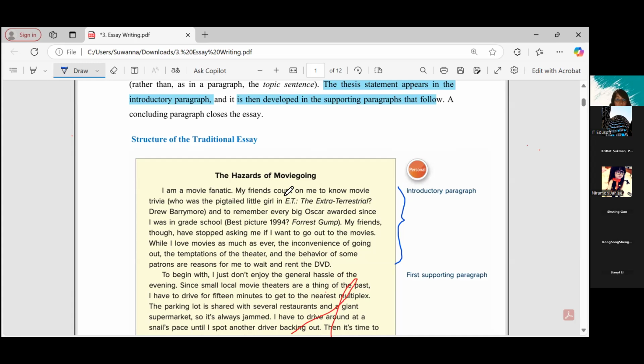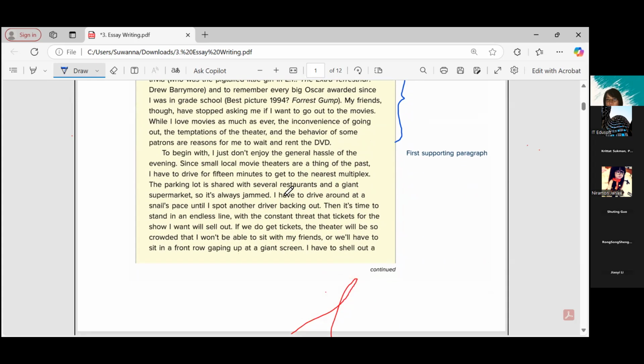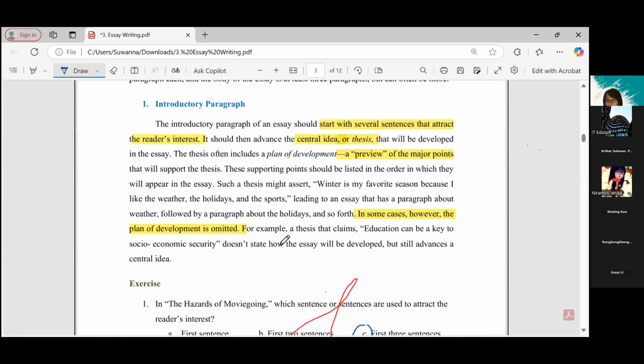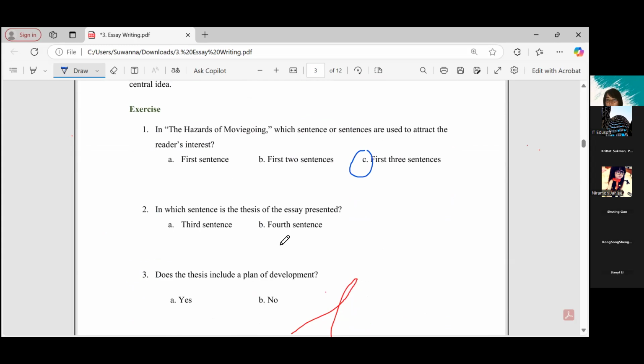The first sentence alone, I don't think so. I am a movie fanatic. Then what? Yeah, I think it doesn't stop there. So I would say the first three sentences attract readers' attention. All right, are you with me? Now, secondly, in which sentence is the thesis of the essay presented? The third sentence or the fourth sentence?